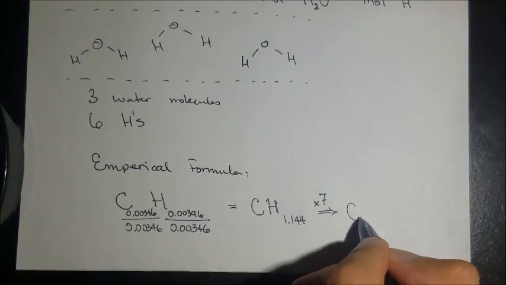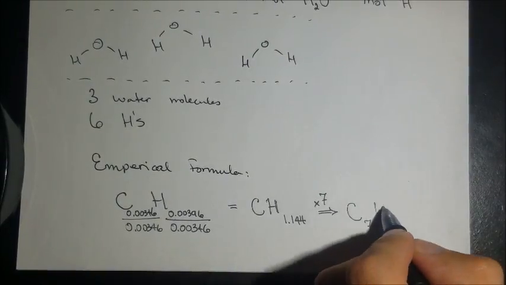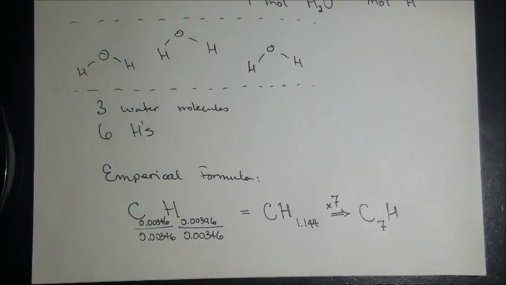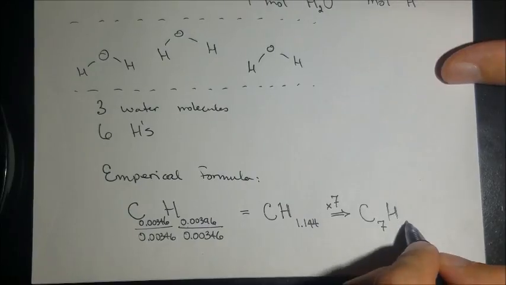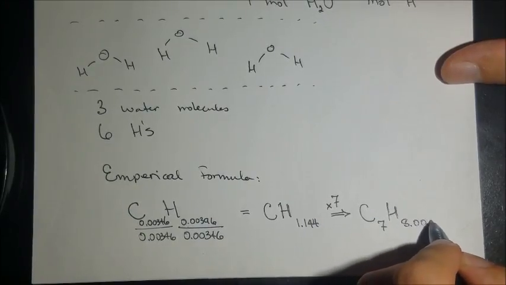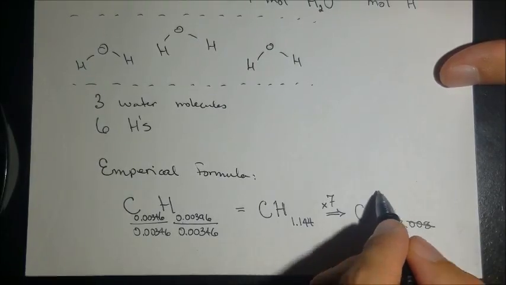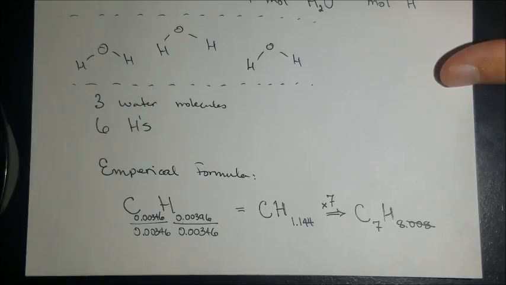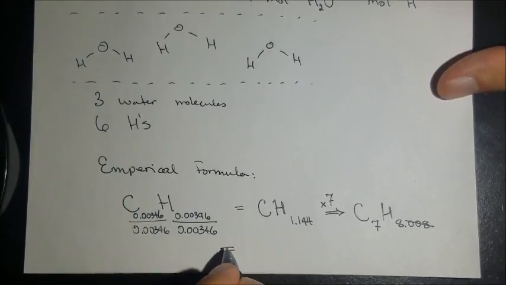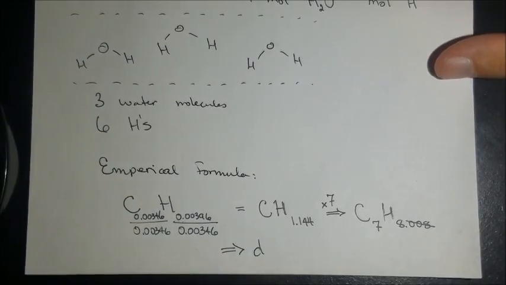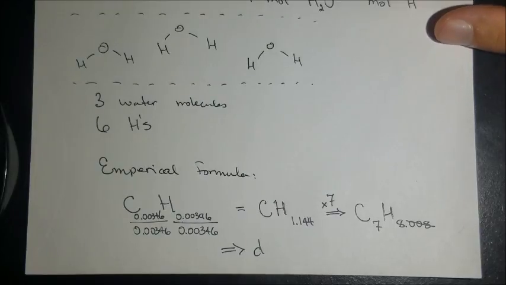So when I did that, carbon, of course, becomes 7, and then the hydrogen, let me just demonstrate this by calculating it. 7 times 1.144 gives me 8.008. Okay, and that's a number that I can say is close enough to 8 to where I can round it. So I'm just going to drop the extra decimals. I'm going to round down to 8. So C7H8 is going to be the empirical formula for this molecule. And that agrees with one of the answers. In fact, that agrees with D. So the D here is the correct answer for number 5.